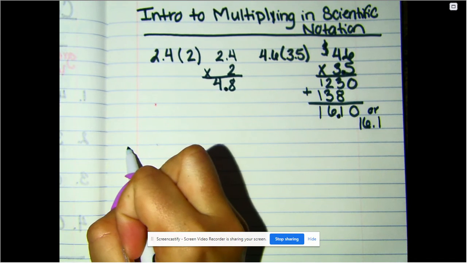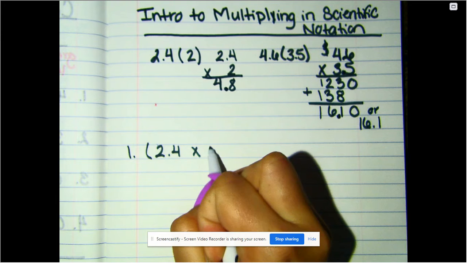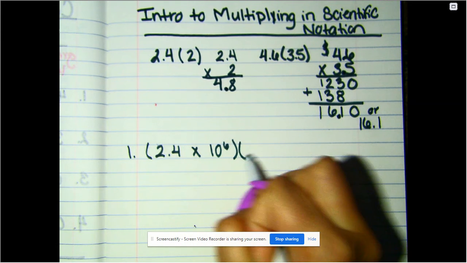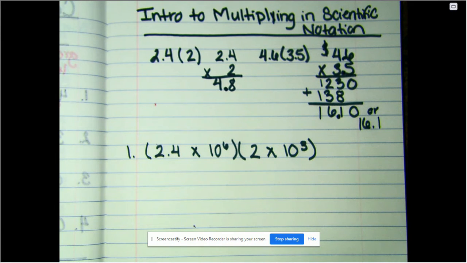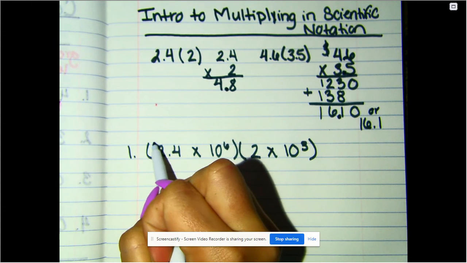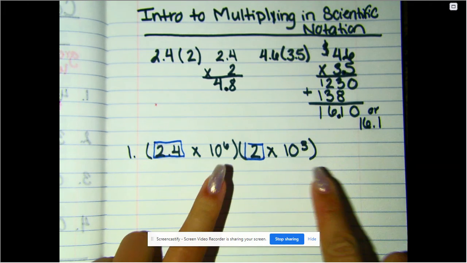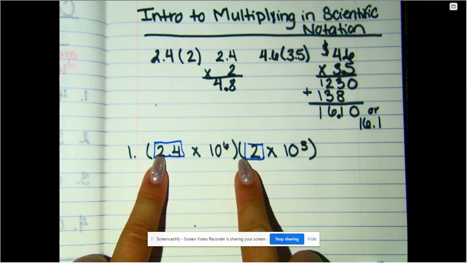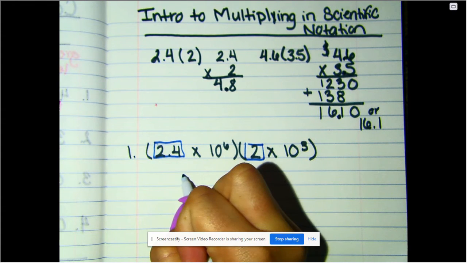So number 1, let's look at the scientific notation numbers. 2.4 times 10 to the 6th power times 2 times 10 to the 3rd power. So in this particular instance, whenever we are multiplying in scientific notation, we need to pick out our exponents and then also our regular numbers. So we have 2.4 that we're going to multiply, and we have 2 that we're going to multiply. We're going to not look at this just for a moment. We're going to multiply 2.4 times 2, which I did above, so I'm just going to use that answer, and that was 4.8.